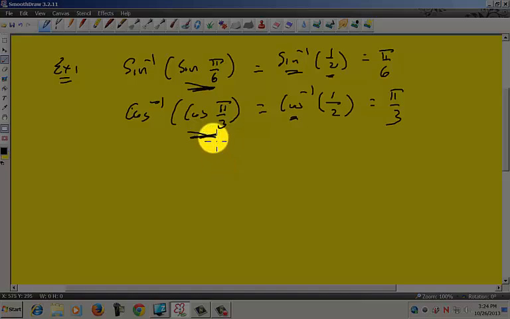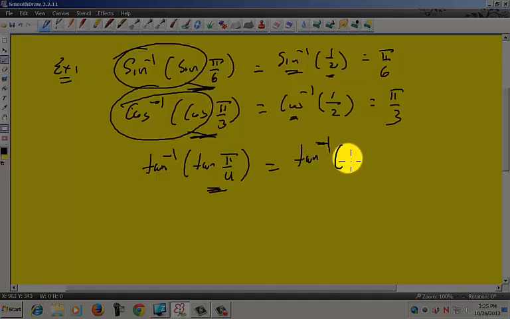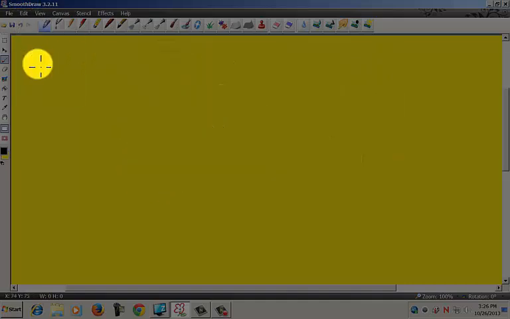So about this time, you've kind of figured out that they undo each other, and then they're going to disappear. Well, let's try tangent inverse of tangent of pi over 4. So we know what tangent of pi over 4 is: it's really 1. And what is tan inverse of 1? Tan inverse of 1 is pi over 4. Okay, so they keep undoing each other, but not always. So let's do some tricky examples where that doesn't happen.